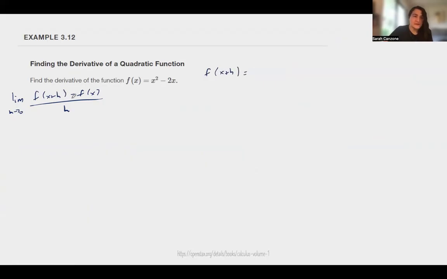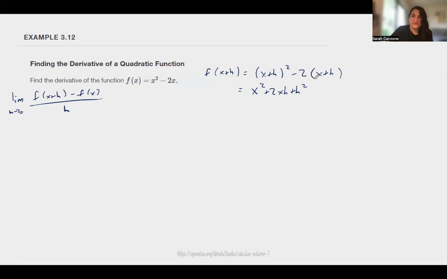Now again, for x plus h, we go ahead and plug x plus h in everywhere we see an x in our function or whatever variable we have. So this turns into x plus h squared minus 2 times x plus h. But we need to simplify this. So from a previous lecture, we remember that this x plus h squared is the same as x plus h times x plus h. And if you go ahead and distribute that, what you get is x squared plus 2xh plus h squared. And I encourage you to confirm that if you are not convinced.